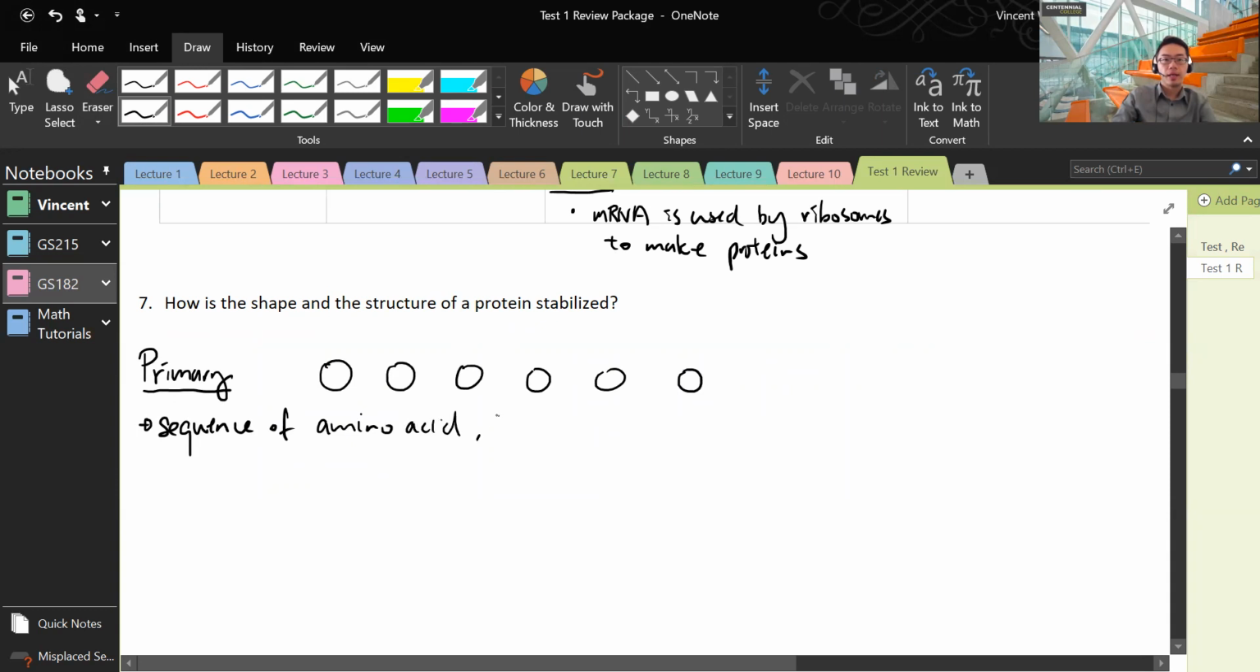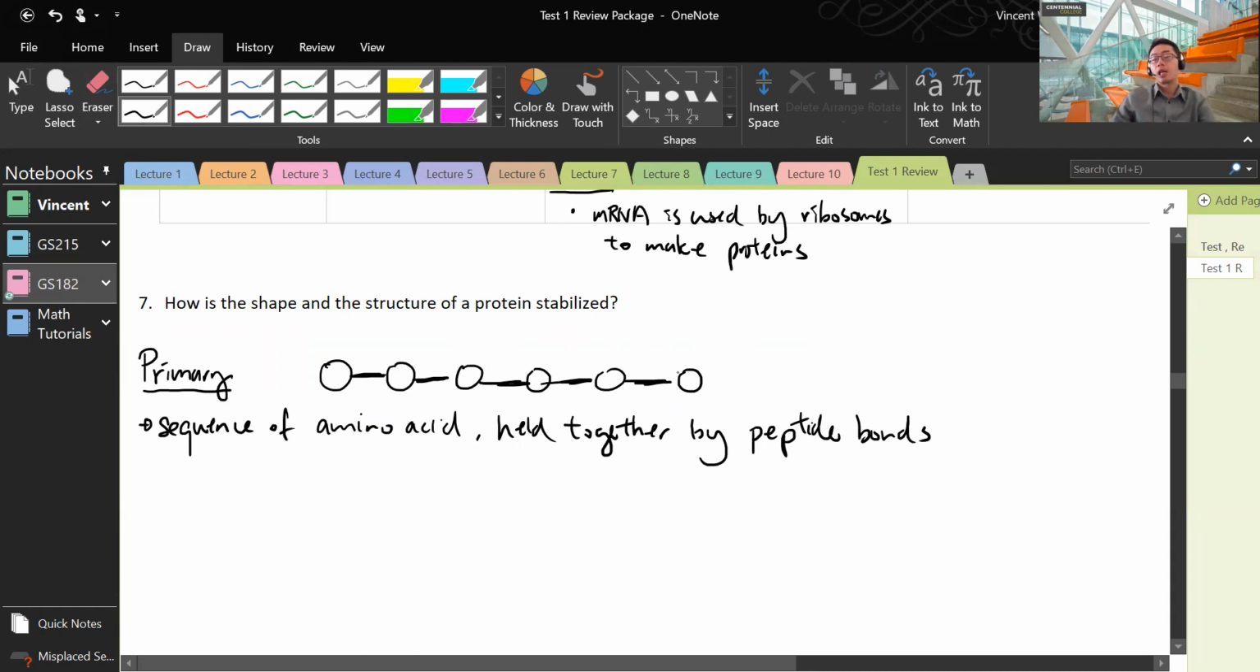right? And they are held together by peptide bond. Okay, so that's a peptide bond, that's a peptide bond, right? Each peptide bond consists of the carboxylic acid of one amino acid connected to the amino group of another amino acid. So these balls, right? These are amino acids, and that here, that is the peptide bond.